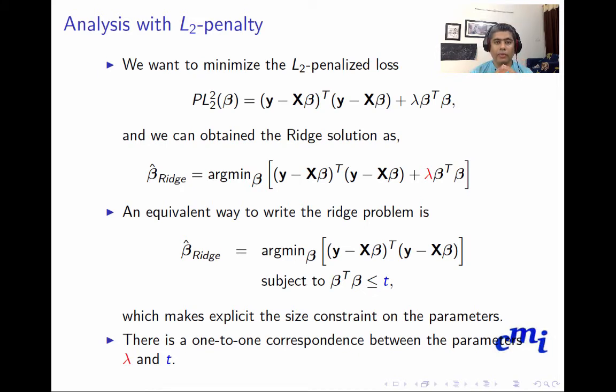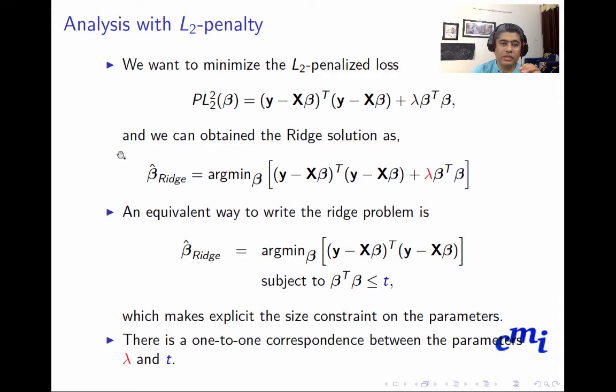Now let us look at the proposed solution. In the standard ordinary least squares method, we only try to minimize this part, the residual sum of squares. Tikhonov regularization says that you minimize this plus a penalty, lambda times beta transpose beta. If you minimize this entire thing, then what you get is the Ridge solution. The Ridge solution we can write as the argmin of (y minus x beta) transpose (y minus x beta) plus lambda times beta transpose beta.